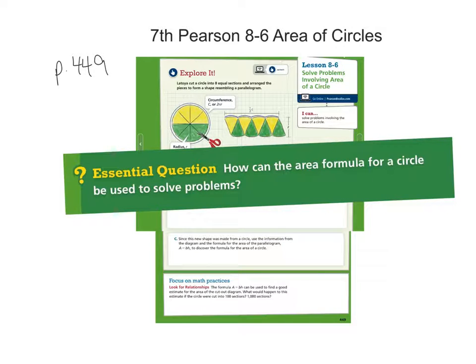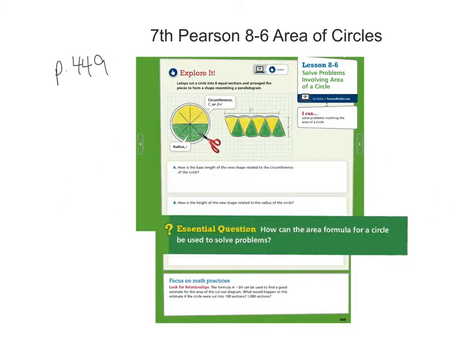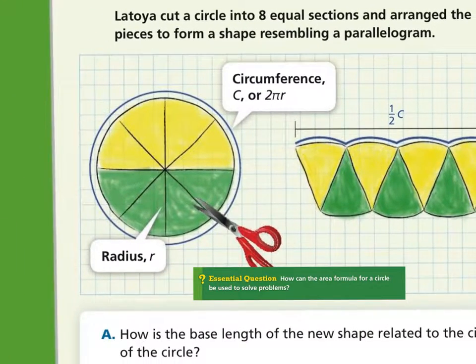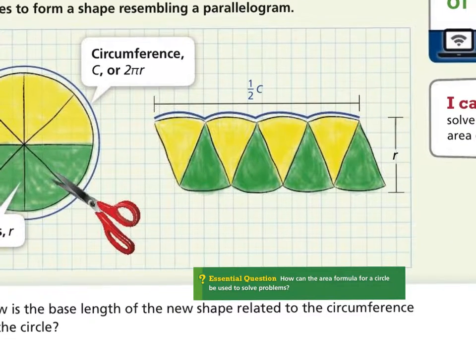Lesson 8.6, we're going to talk about the area of circles. To find the area of a circle, they kind of talk about it on the first page here. If you take a circle and you cut it up into pieces, kind of like a pizza, you can then merge those together. It kind of approximates a parallelogram.